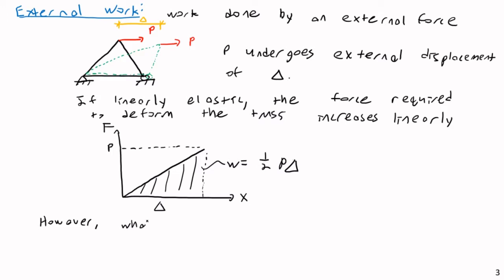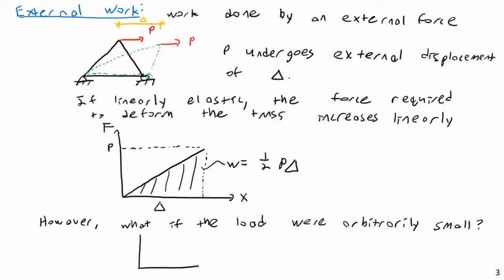However, what if the load were arbitrarily small? What if I were to apply a unit load to the outside of the structure? What kind of external work would I have then? Well, if I apply a unit load, a very small load, in that case, the load can be assumed constant. So I would have, on my F axis, a P, but that would be just a very small P here and delta.